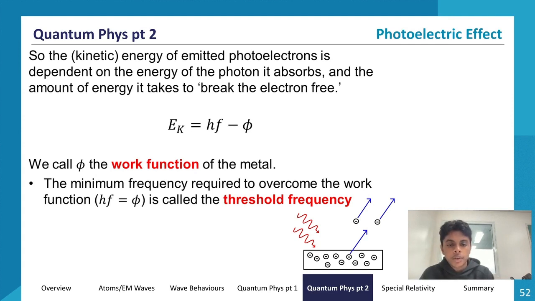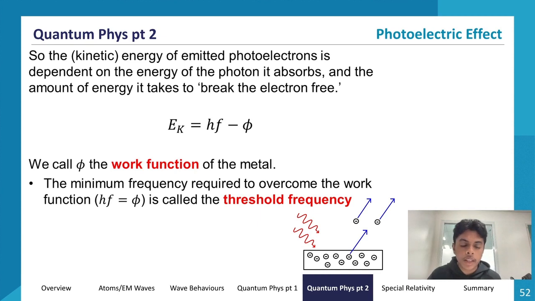The minimum frequency required to overcome the work function is hf equals phi, and this is called the threshold frequency, where f is equal to phi over h. If I take a photon and hit it with the minimum frequency required, the electron emitted would have 0 kinetic energy because it has no leftover energy. So that's what Ek is, the kinetic energy of the electron emitted, given by hf minus the work function.